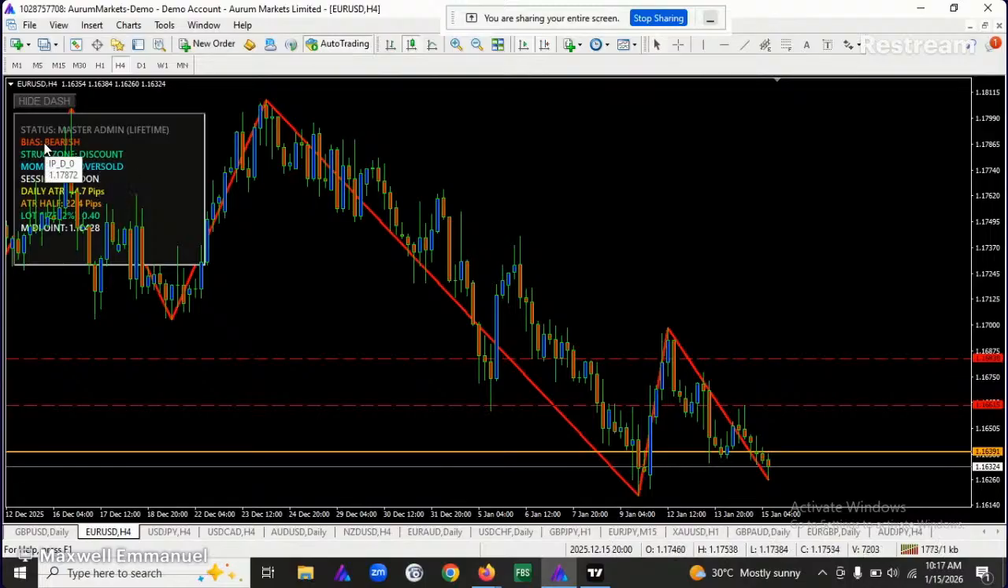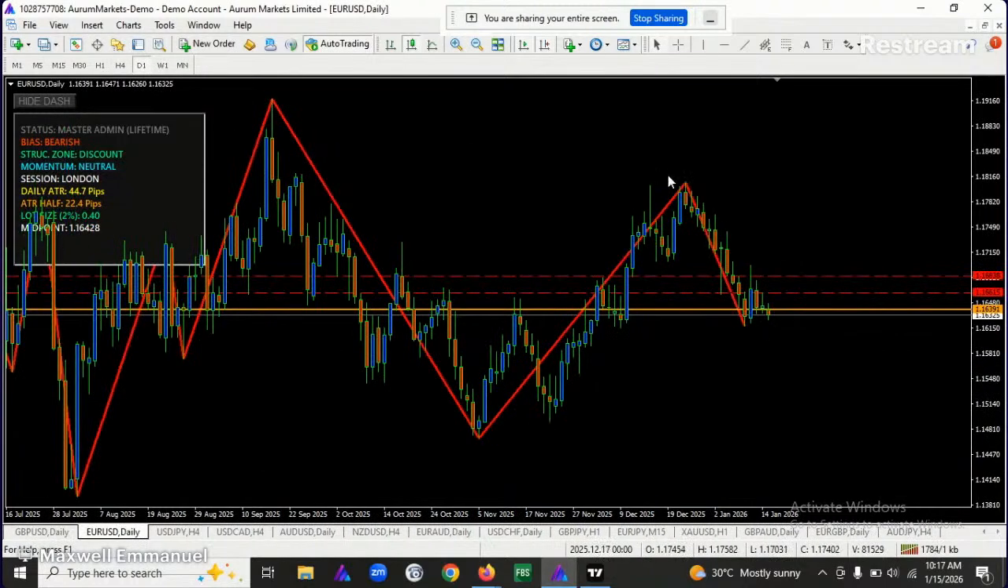This bearish signal that Euro USD generated, if you go to the daily time frame, it was after the formation of this candle. After the formation of this first candle here, that was when it generated the signal to sell. But right now, price is at a discount, so you do not sell at a discount. So I would love to see Euro USD pull back.